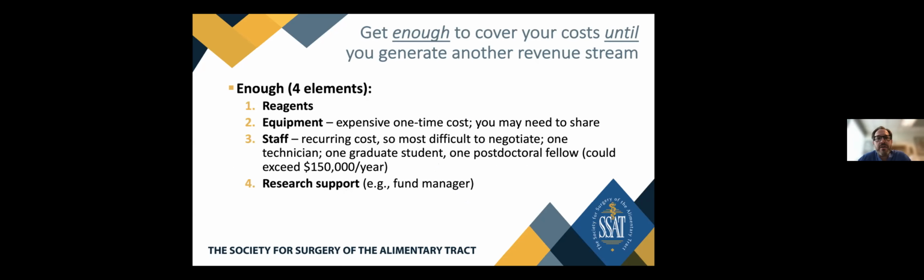So it's not a matter of, the person that gets the most money wins. It's really a matter of getting enough to cover your costs until you can generate enough revenue stream in order to support your program. So what do you need to be thinking about in terms of the elements that you need to be able to support? If you've got a basic science laboratory, you need to be thinking about reagents. You need to be thinking about equipment, whether it be expensive one-time costs, or you may need to think about sharing equipment. And so again, finding out what is available institutionally, locally within your building or beyond in order to support what you need to do.